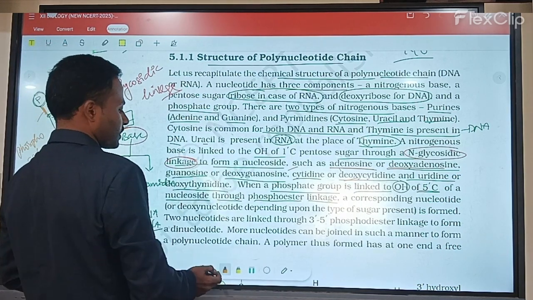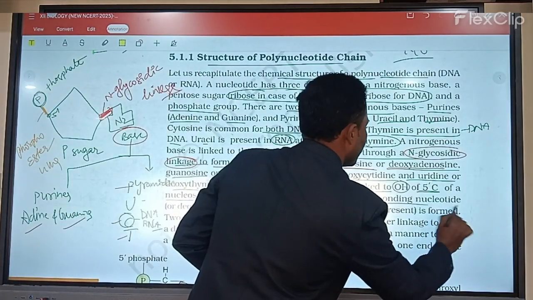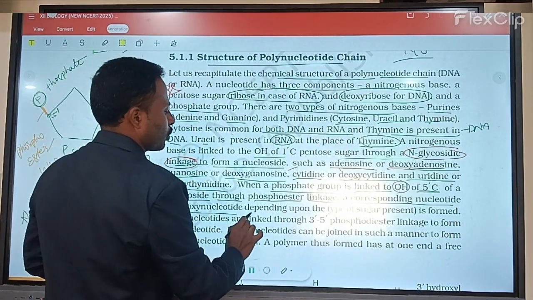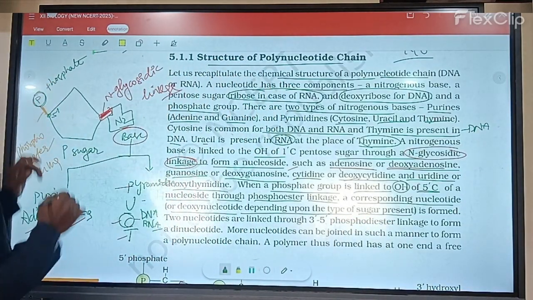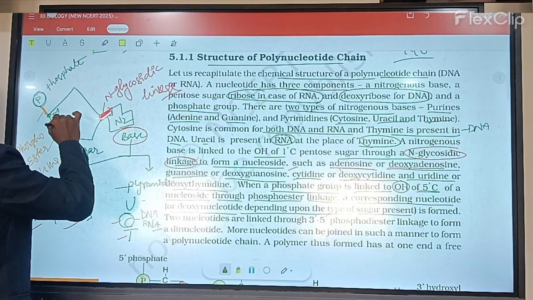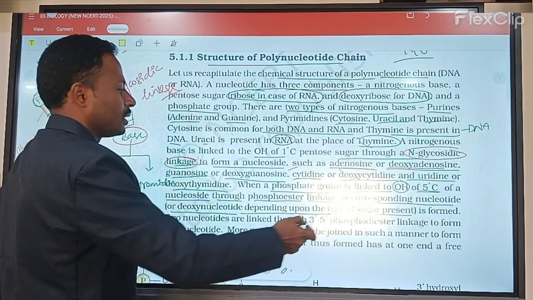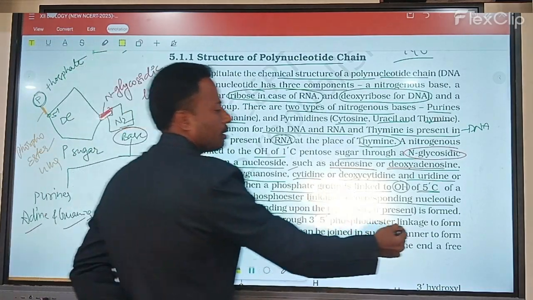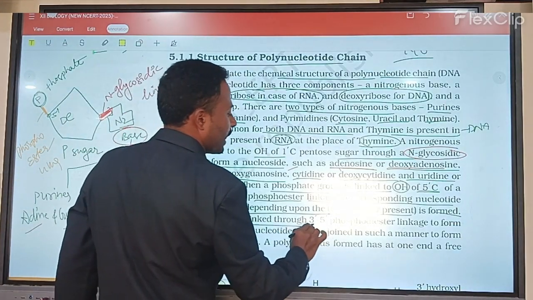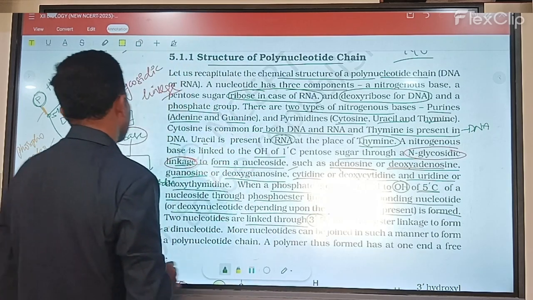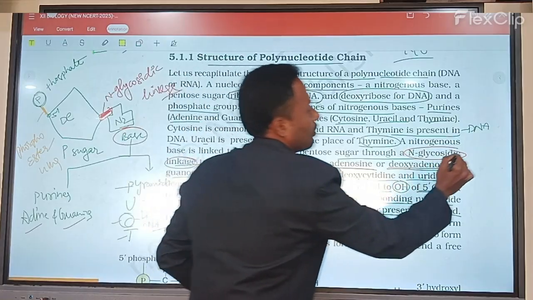After that comes the corresponding nucleotide or deoxynucleotide, depending upon the type of sugar present. If it is DNA, it is deoxy; if it is RNA, it is ribo. So that kind of nucleotide is formed. Then two nucleotides are linked together through 3' to 5'. So for example, one chain is formed here completely.